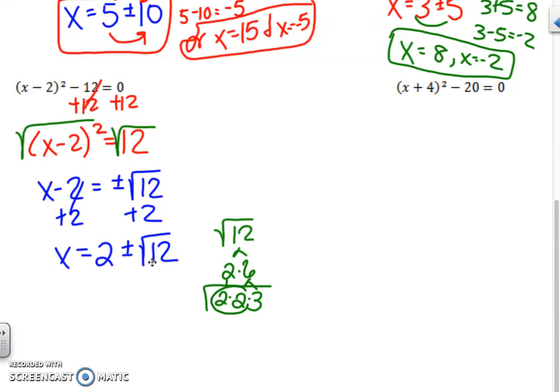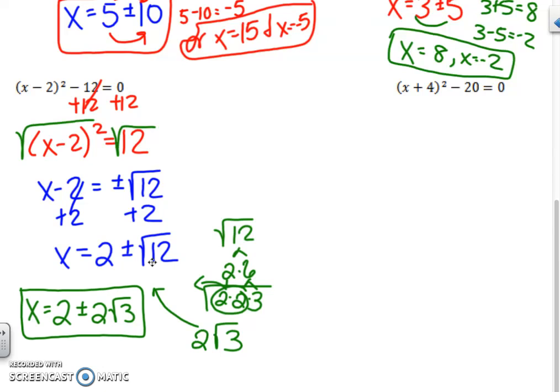I have a pair of 2's, so take it out and write it once. So 2 root 3 is the same as square root of 12, so I'm going to replace it. So my answer is 2 plus or minus 2 square root 3. And then our answer is finally simplified. Okay? So if you leave it like this, you're not wrong, you're just not the most simplified. And we will not do it one way with the plus or the minus unless it wants a decimal, but usually it wants an answer like this.